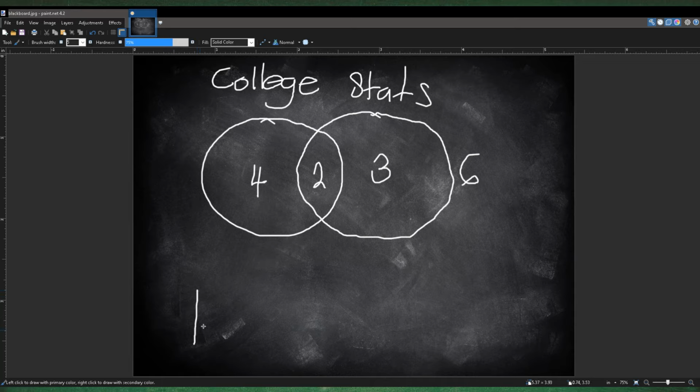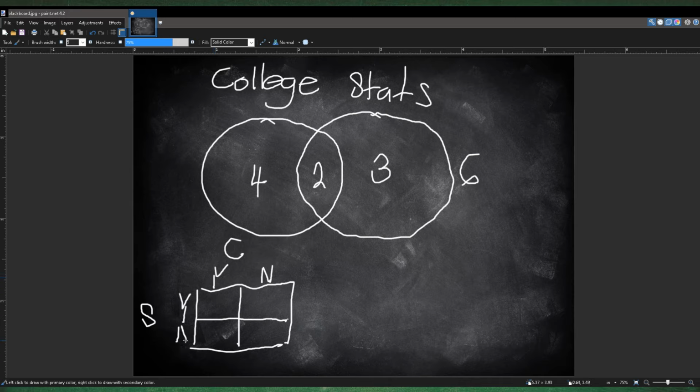The way you write it with the chart is that you split into 4, and then you're going to have 2 variables. You have college and stats. Let's just write college as C and stats as S. So either you do have college or you don't have college. I usually write it as yes or no, which I abbreviate as Y and N, and then Y and N for the other side also.